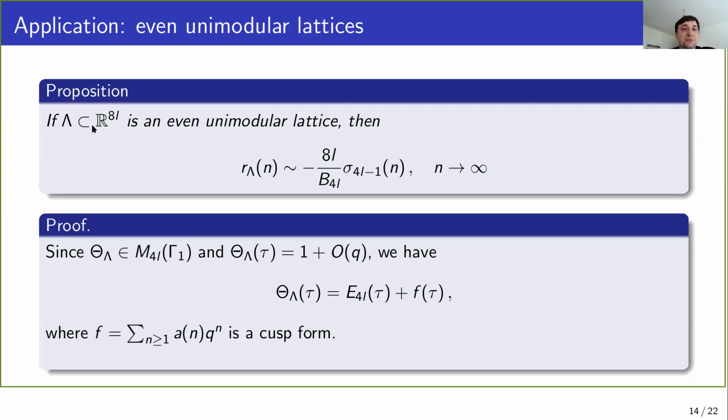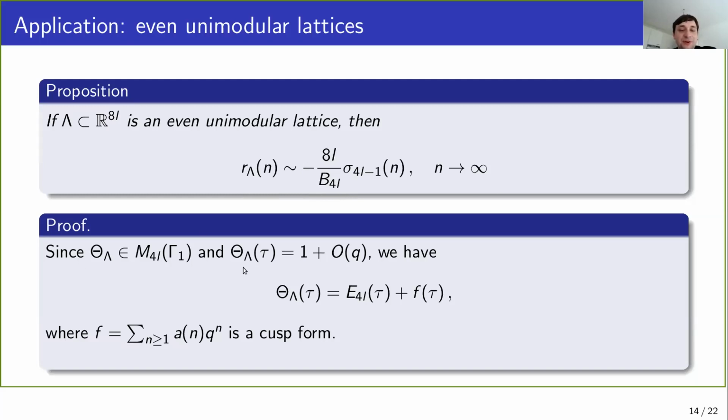So let's say we have an even unimodular lattice in dimension 8L. Then we'll prove that the number of representations is asymptotic to the sum of divisors to the power 4L minus 1, with a coefficient here which, the way it's written, it's not clear why it's positive, but it is. And this coefficient doesn't depend on the lattice. And the proof is very easy.